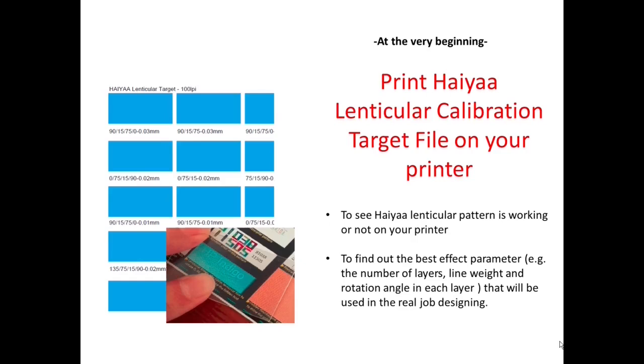Okay, at the very beginning, I suggest you print the Haiyaa lenticular calibration target file on your printer first to see if this pattern is working on your printer. If it is working, you can find the best effect parameters, as you can see on the screen, like the number of layers. Haiyaa can support 4 layers, so you can choose the number of layers, and line weight, because the Haiyaa lenticular image is composed of lines, so you need to choose the line weights and the rotation angle. These are the parameters that can be used in real job designing.